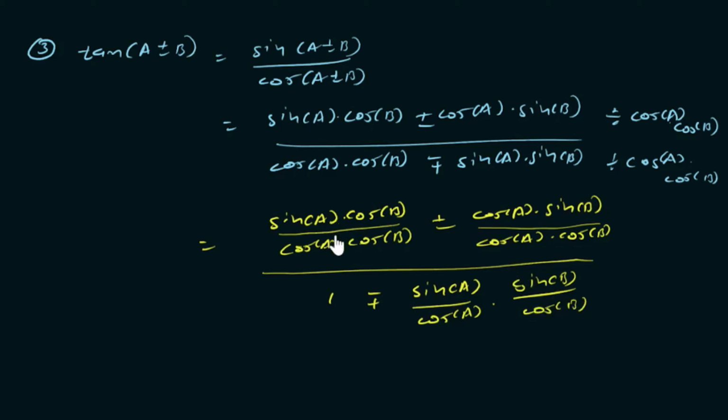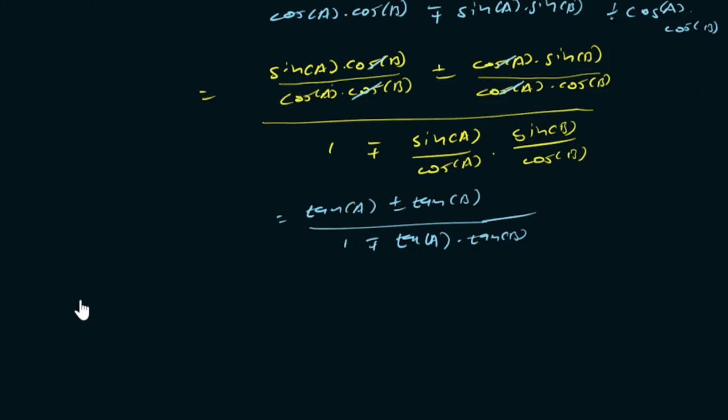Okay, so cos b will be cancelled with cos b, and cos a will be cancelled with cos a. So sin a upon cos a will be tan a, plus or minus sin b upon cos b, which is tan b, divided by 1 minus or plus sin a upon cos a, which is tan a, into sin b upon cos b, which is tan b.